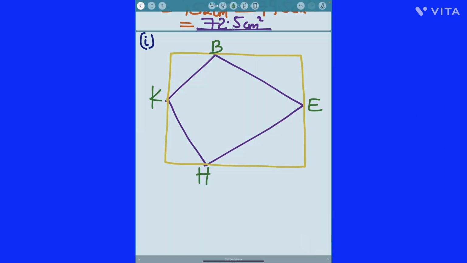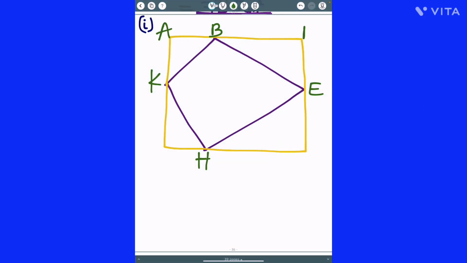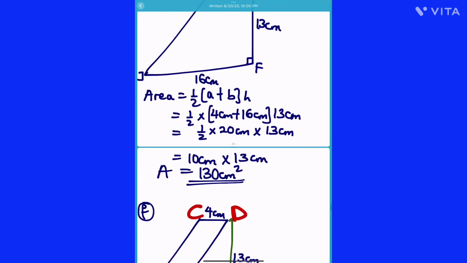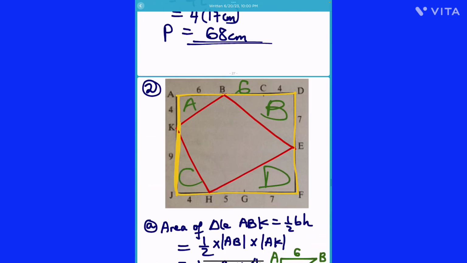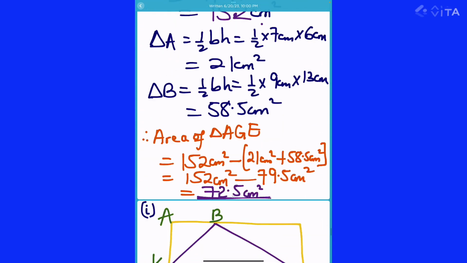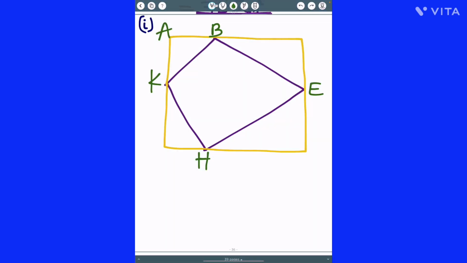Okay, I think this is A, this is D. Am I right? Let me check. Let's just do the working together. Okay, A, B, D, E, F, H, J, K. So let's now put the dimensions. This is 4, this is 9. We got this as 6. 5 somewhere here, 7 somewhere here.